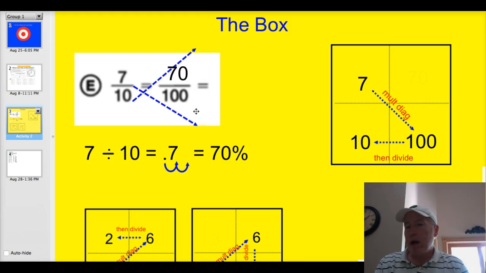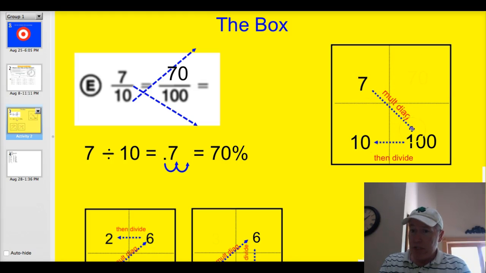However, keep in mind that when working with two equal fractions, the cross products will be equal. Like 7 times 100 is 700, and 10 times 70 is 700. Well, using that same philosophy, I like using the box whenever I'm working with fractions and percentages, because I know that I can set it up like this, the two fractions, and I have an open spot here.